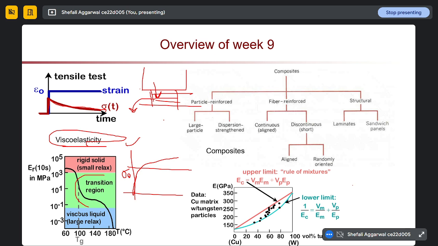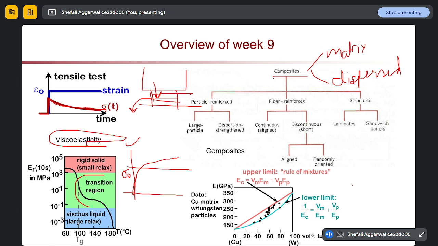Next thing is about composites. So what is the definition of a composite? It is a combination of two things, that is a matrix and a dispersed material. So if we are adding something in a larger matrix, it is called a composite.